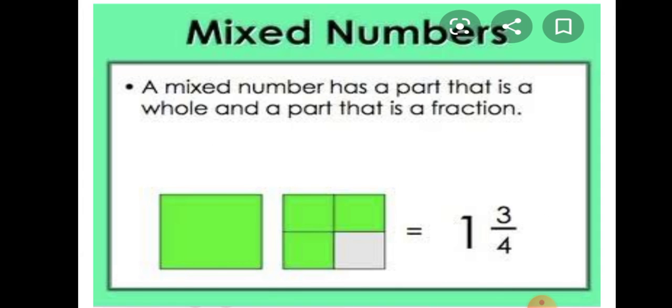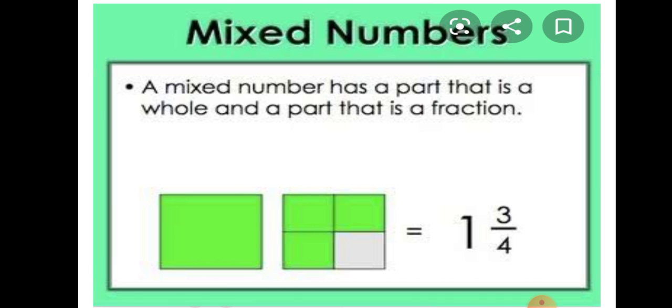Last is mixed fractions or mixed numbers. When we combine a number with a proper fraction, we get a mixed fraction. Now, mixed fraction is a combination of two numbers, whole number plus fractional number, and that fractional number should be a proper fraction.